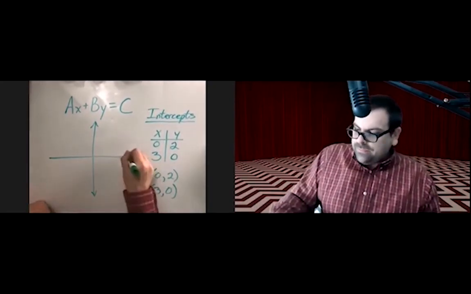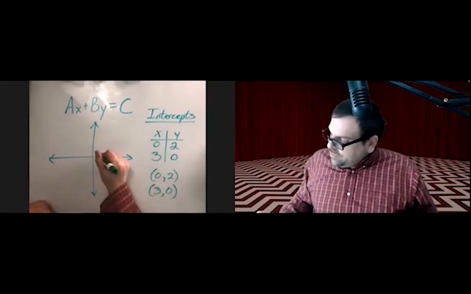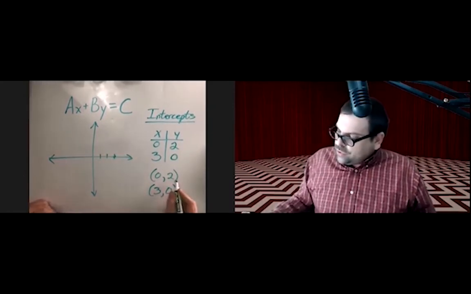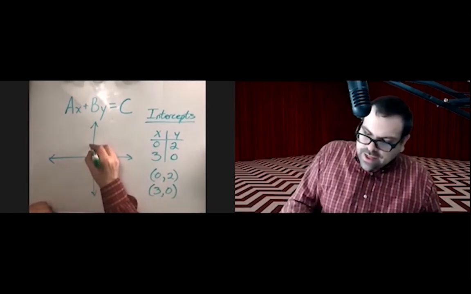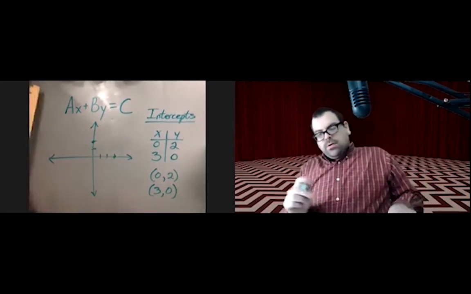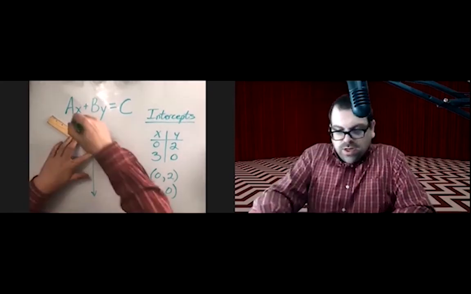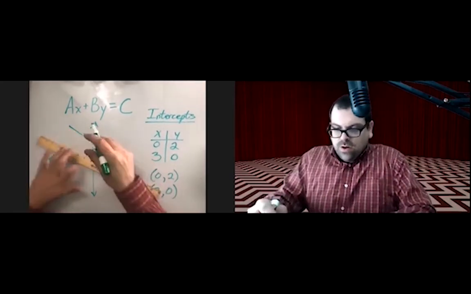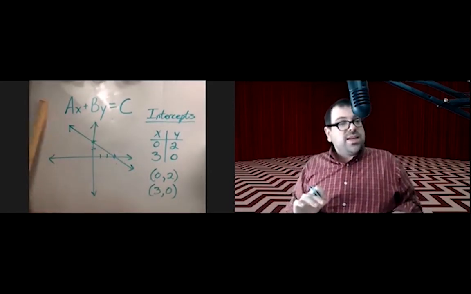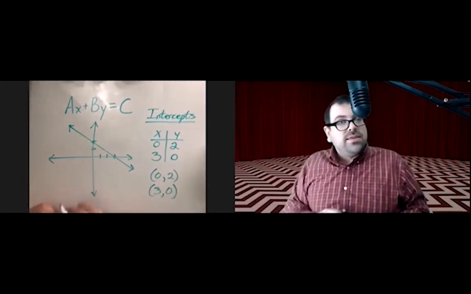If we graph, plot our 2 points, (3, 0), that's an x of 3, and (0, 2), that's a y of 2. And then we use our straight edge to draw the line right between these 2 points. So that's one method we have of graphing something in this form.